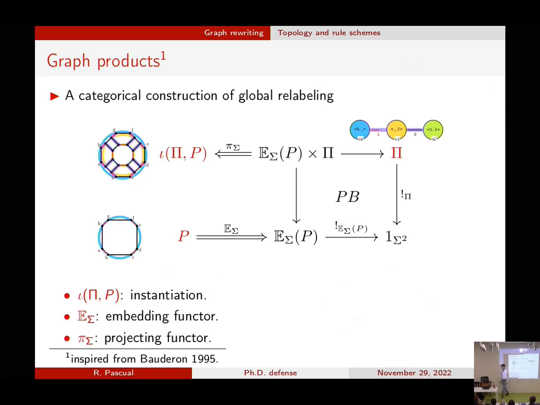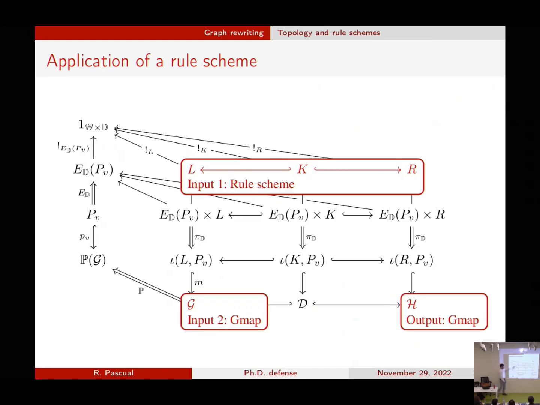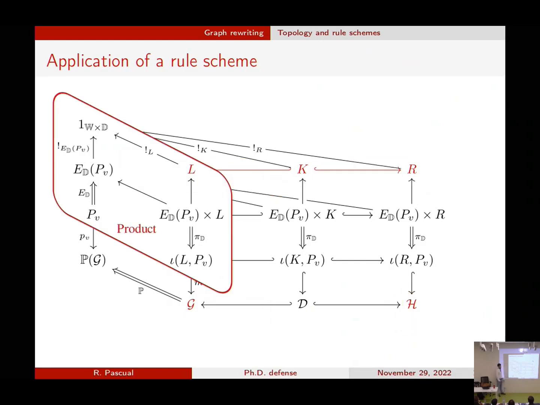And the complete construction, well, it looks like this. Maybe you're a bit lost, but let me give you just what is essential on this diagram. The first part is we start from a rule scheme, so a left-hand side, an interface, and a right-hand side. We start from a Gmap, and this category called everything, it yields there a modified Gmap. The second part that we can highlight is this product construction that I've explained in the previous slide. Well, it happens both for L, K, and R.